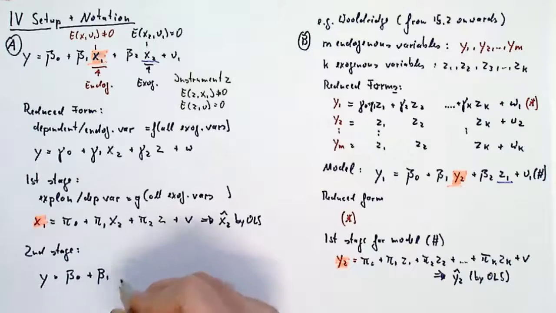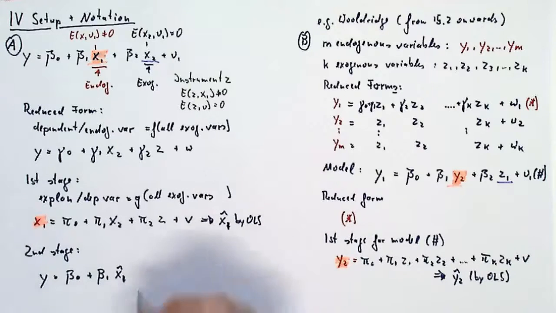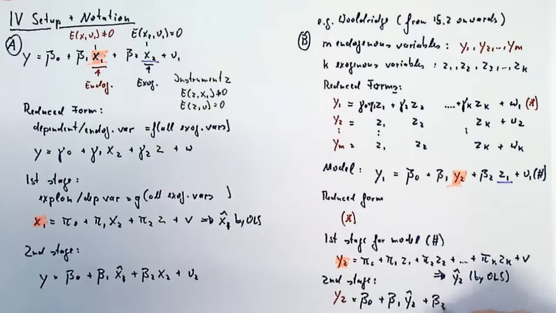And the second stage is basically our original regression model, so y as a function of beta naught plus beta 1 times, but now instead of x1 we use x1 hat, and then plus beta 2 times x2 plus a slightly new error term u2. It's not exactly the same error term. Then the second stage in the context of approach B is again our model, which we wrote down as hash, but we replace the y2, which is endogenous, with y2 hat, coming from the first stage regression.